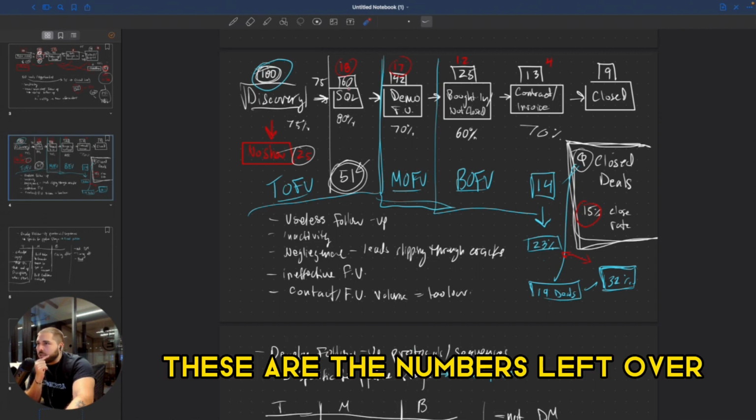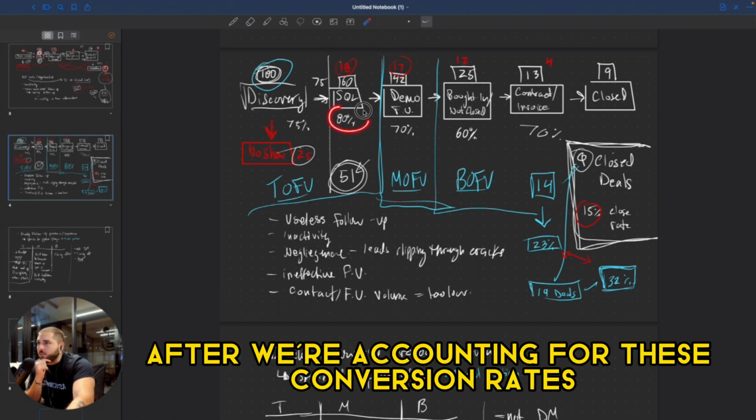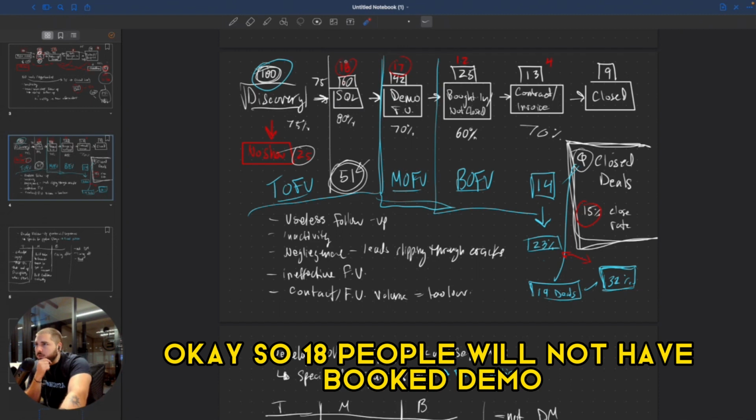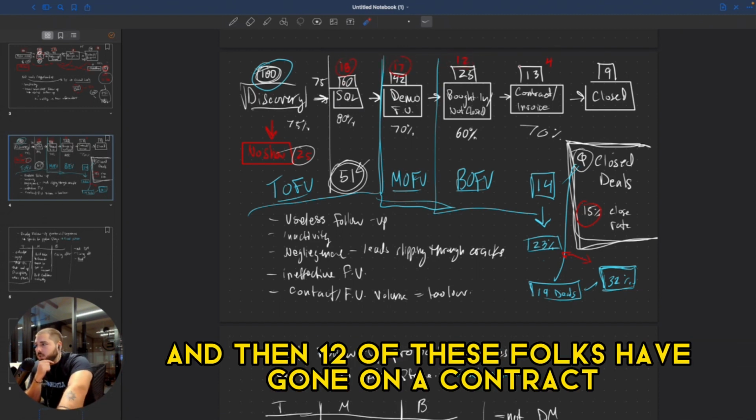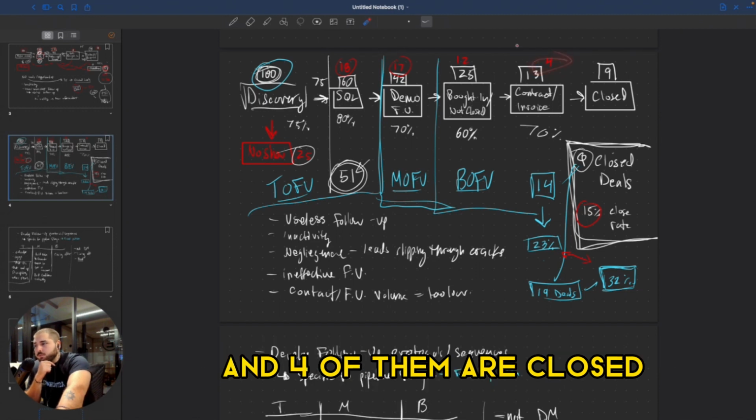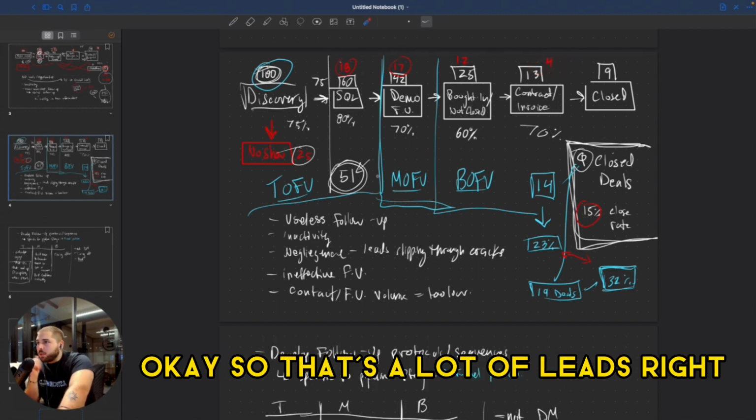These are the numbers left over after we're accounting for these conversion rates. So 18 people will not have booked a demo, 17 of them will not have been bought in, and then 12 of these folks have not gotten a contract, and 4 of them have not closed. So that's a lot of leads, right?